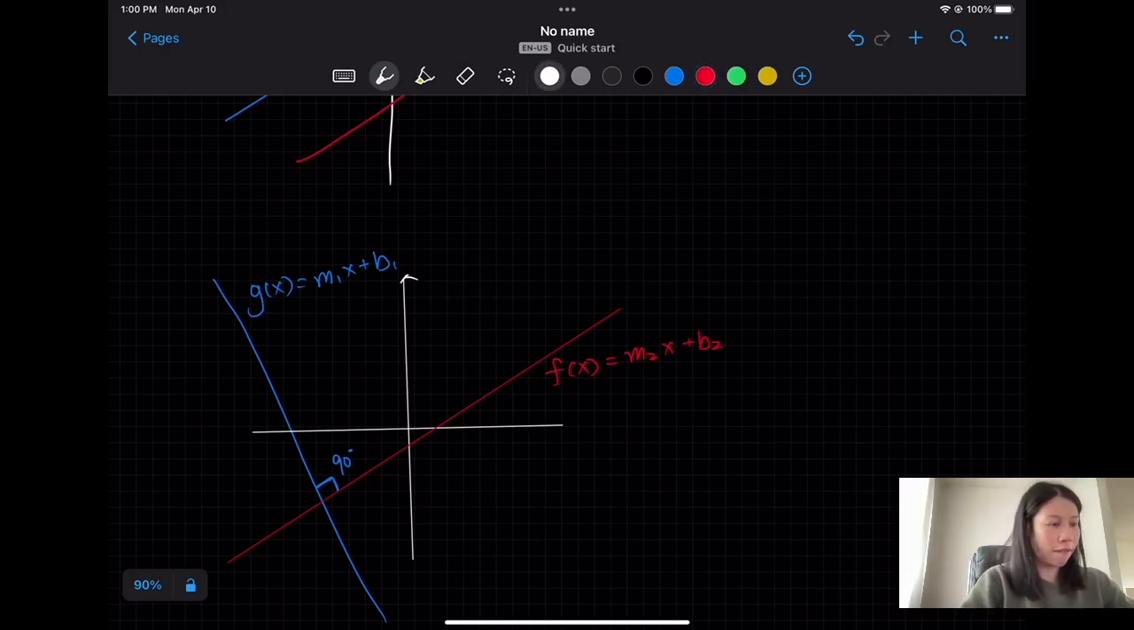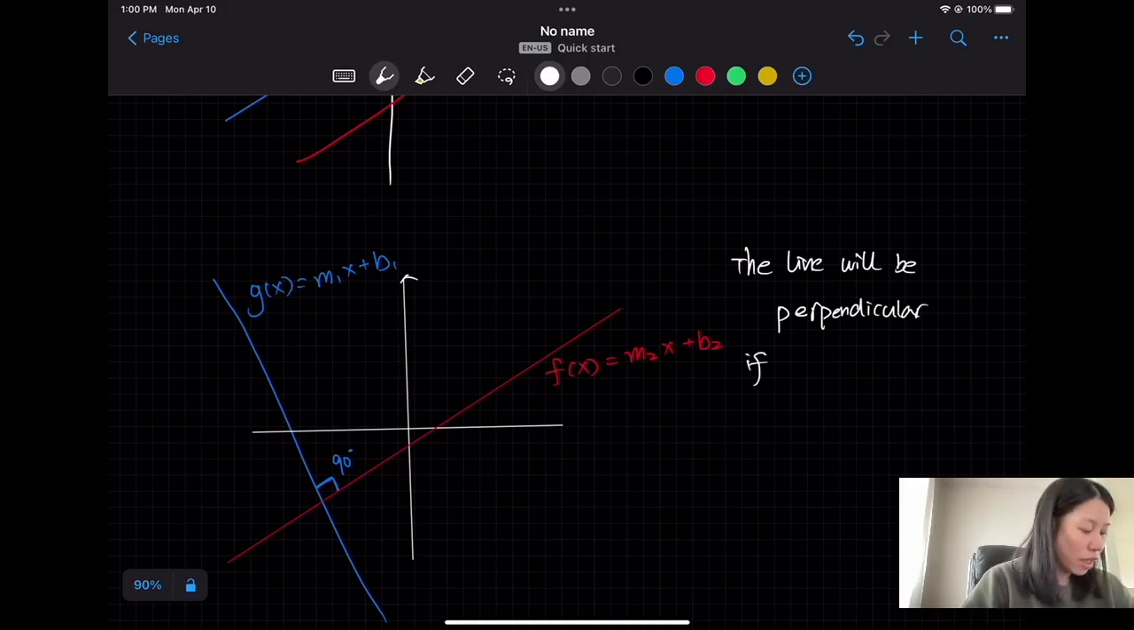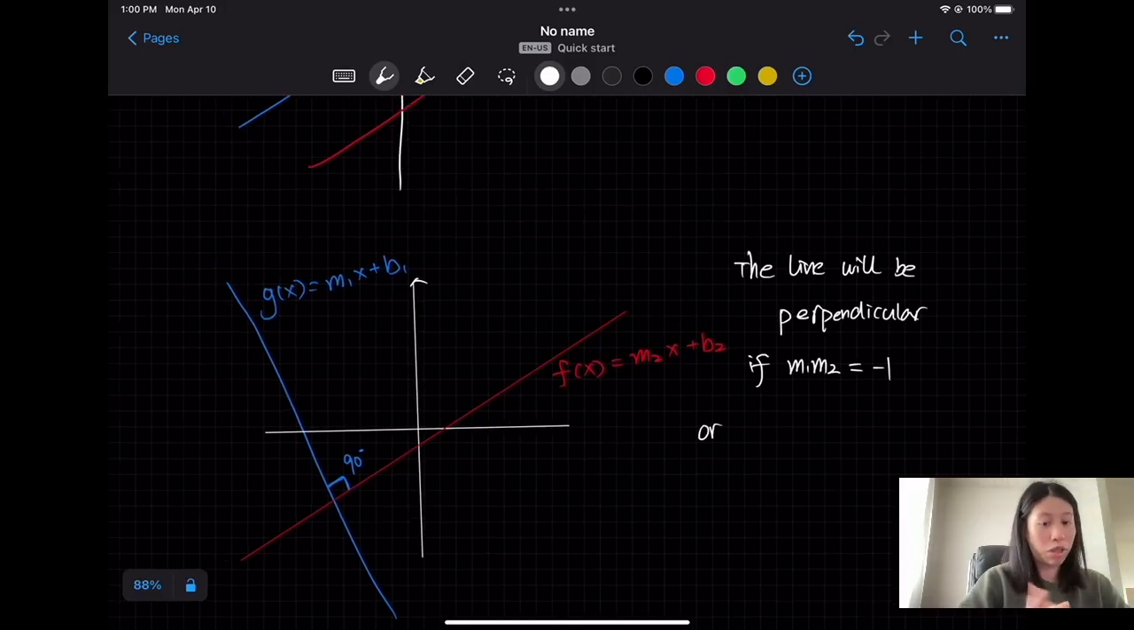Well, the lines will be perpendicular if the product of these two slopes, m1 times m2, equals -1. Or if you want to manipulate it a little bit, m2 should equal -1 over m1, so you divide by m1 on both sides. So we often say the slope of a perpendicular line is the negative reciprocal of the other line's slope.